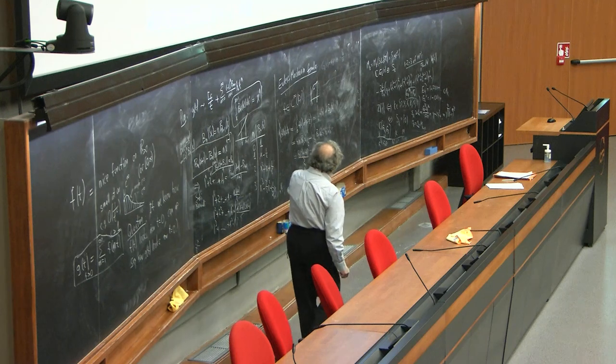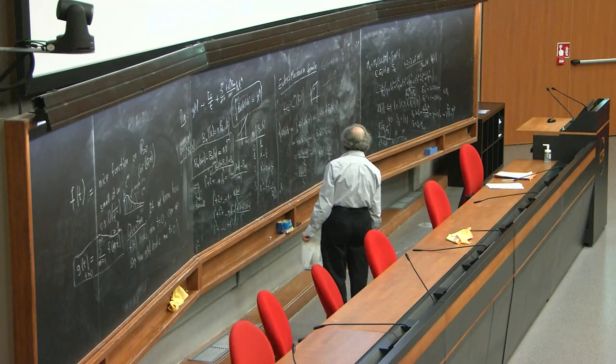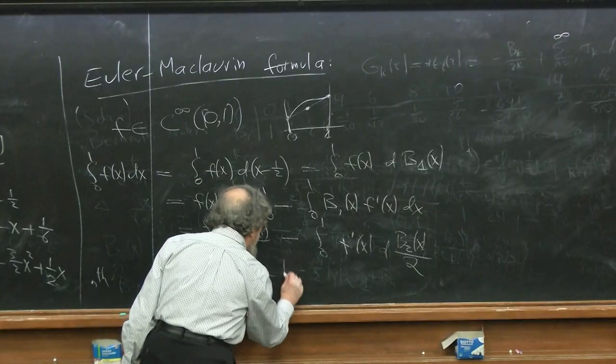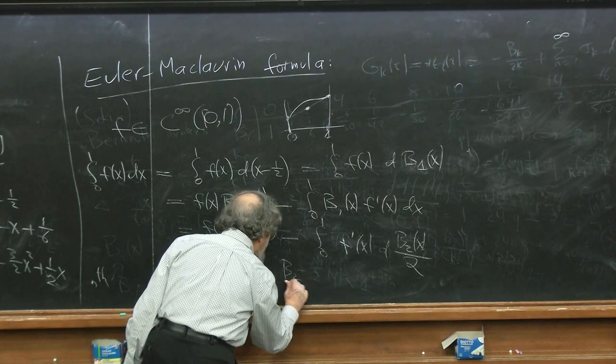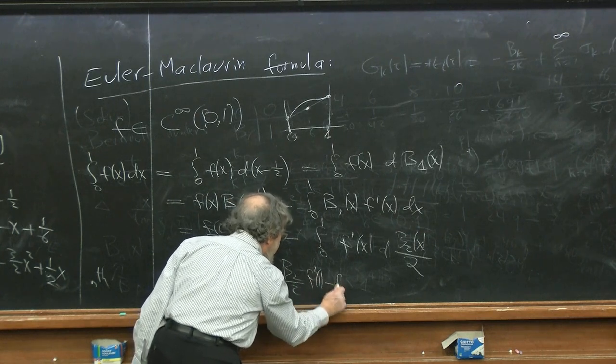So when I do this next calculation, b2 of x times f prime of x at 0 and 1, in both cases, I simply get b2 over 2. Here, I'll have f prime of 1 now minus f prime of 0.